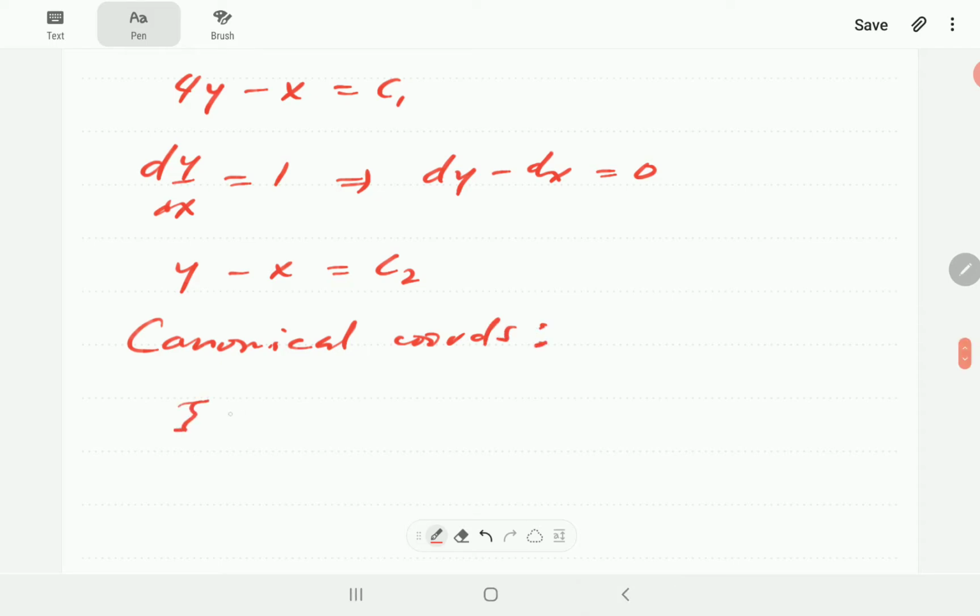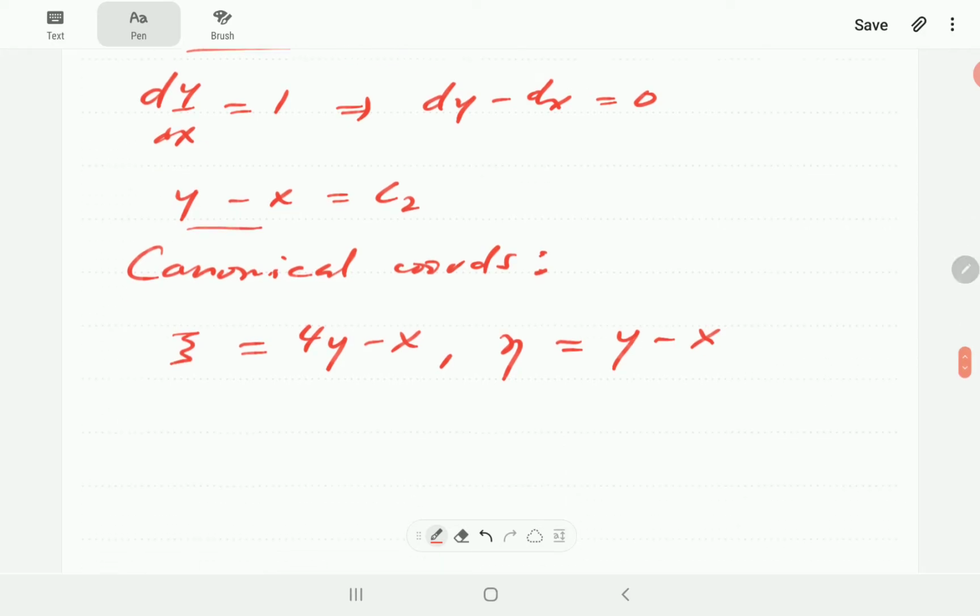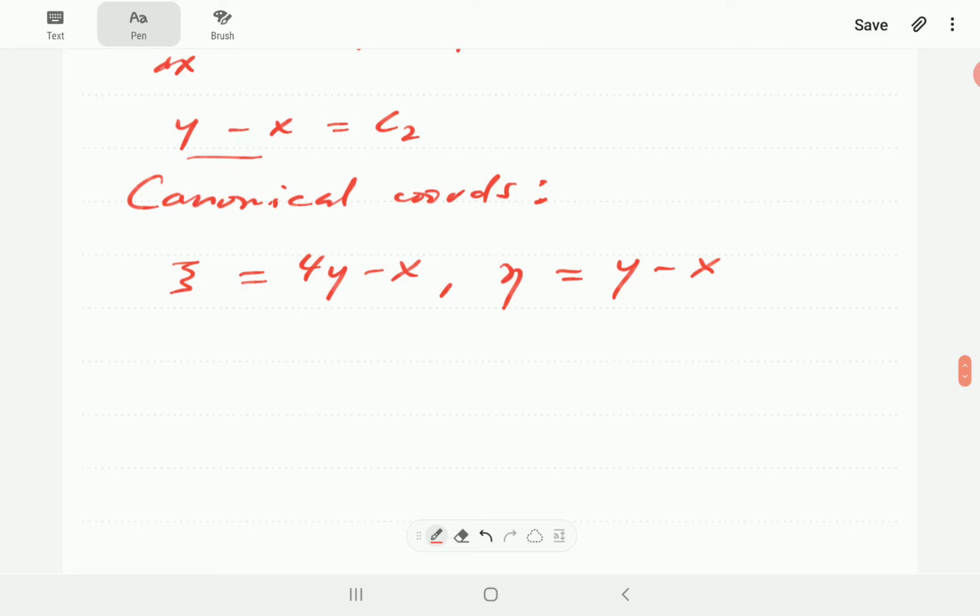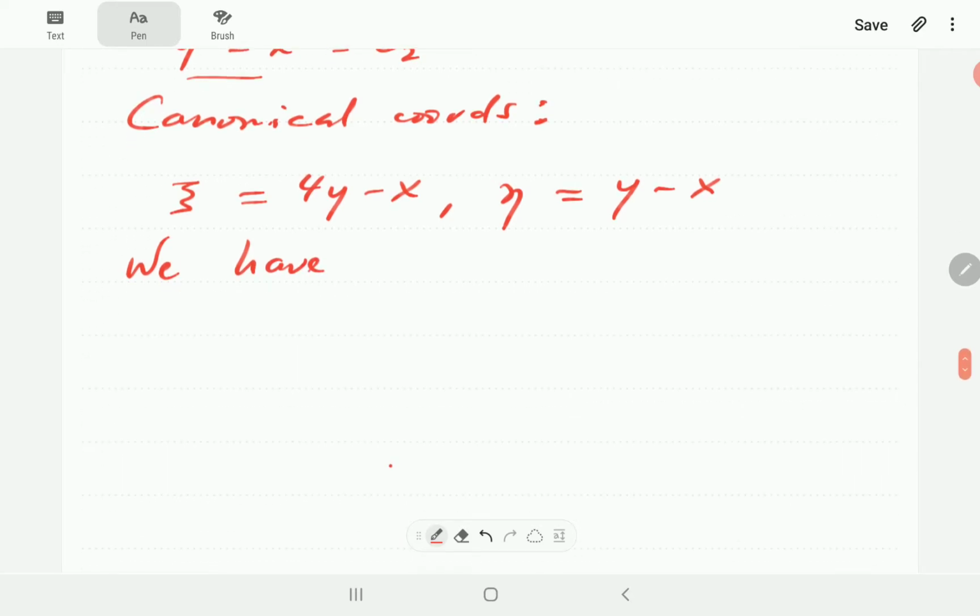So the first one, xi, these are the transformations that tell us how we go from the xy coordinate space to the xi eta. Then eta is going to be y minus x. It's just these two here. The important thing with the canonical coordinates is that the Jacobian always has got to be non-zero.